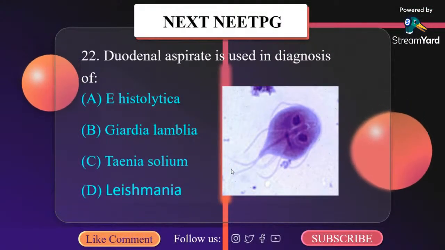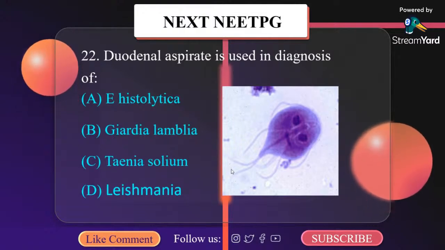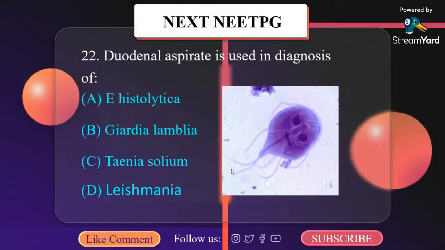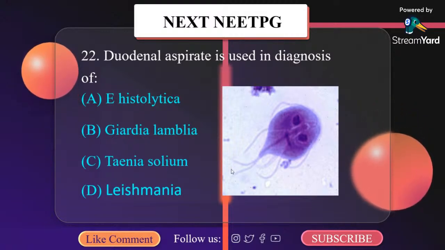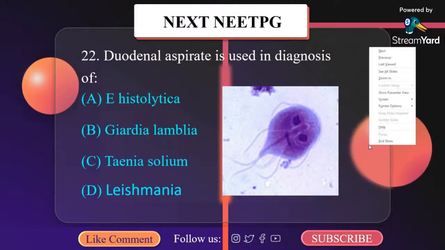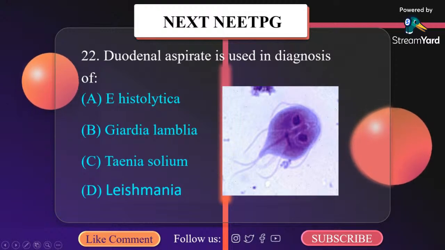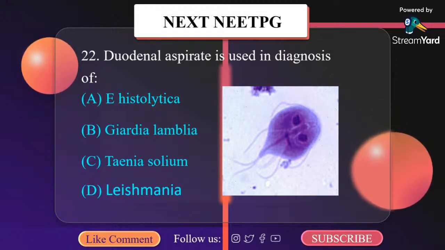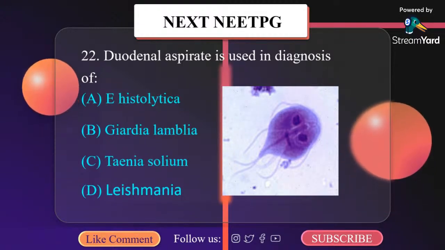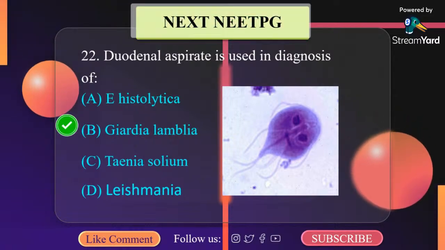Duodenal aspirate is used in the diagnosis of A. Entamoeba histolytica, B. Giardia lamblia, C. Taenia solium, D. Leishmania. Well, from the image you can see it clearly that it is Giardia lamblia. Duodenal aspirate is used for Giardia lamblia. So the correct answer is B.